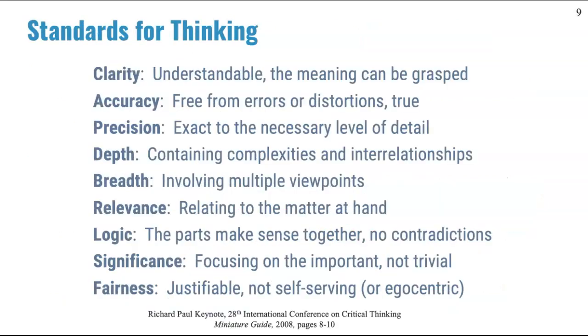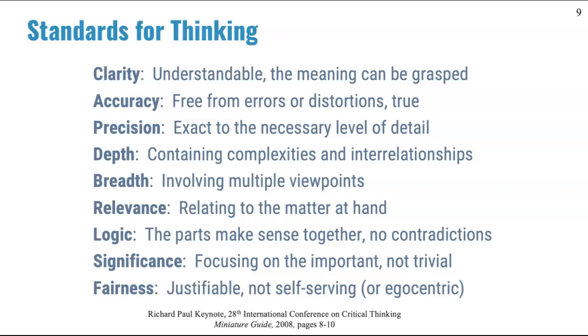Okay, so these are what we call our standards for thinking or elements of thought. We have clarity, understandable, that the meaning can be grasped. Accuracy, free from errors or distortions, and we can assume that something's true. Precision, exact to the necessary level of detail. Depth, containing complexities and interrelationships. We haven't taken anything for granted.